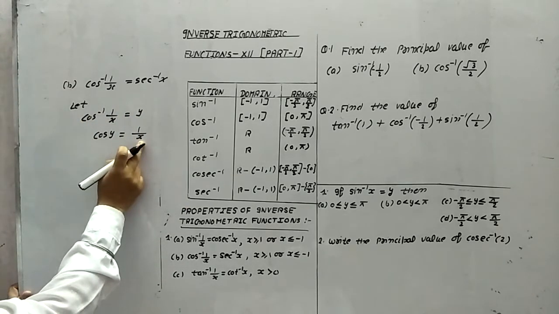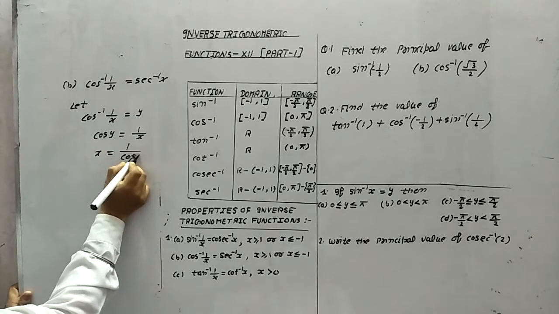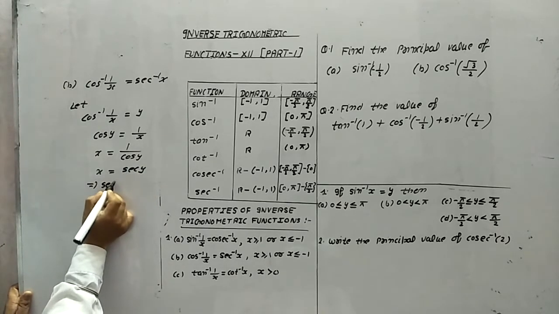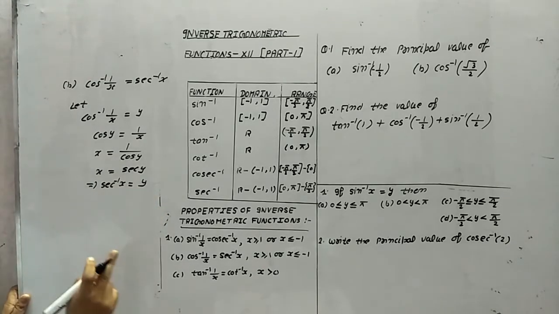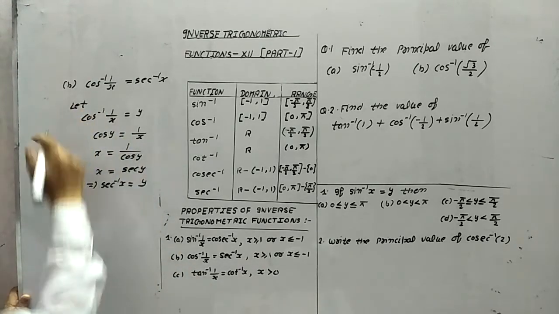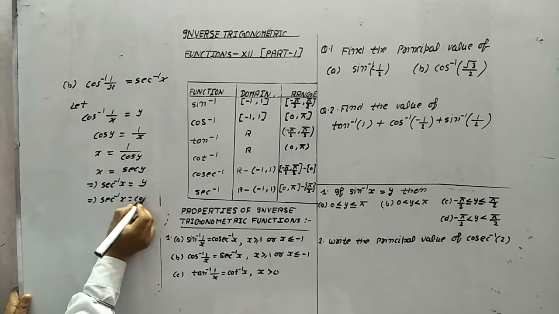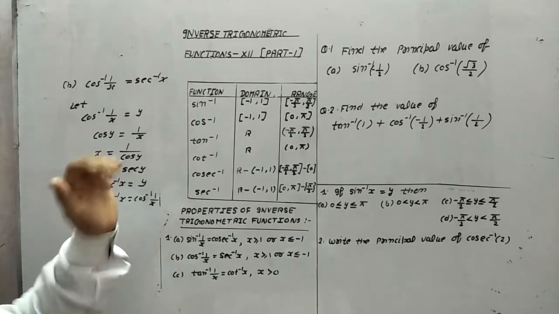It means cos y is equals to 1 upon x. It means x is equals to 1 upon cos y. It means x is equals to sec y. It implies that sec inverse x is equals to y. Put the value of y. It means sec inverse x is equals to cos inverse 1 upon x. And this is the answer.